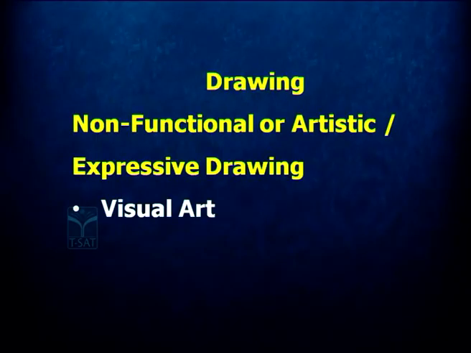What is the other type? Other type of drawing, in that category we have visual art. Visual art is the practice where it does not serve a purpose, right. It is for visual pleasure, it is for visual expression. It is like a painting, a drawing, a sculpture. So, these are all practices that are done under visual art.